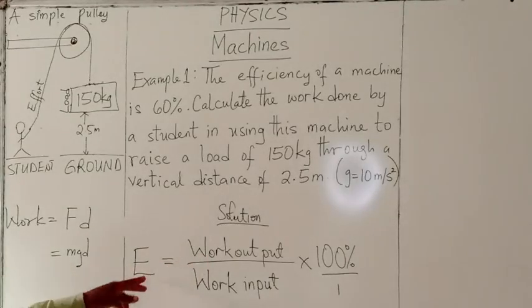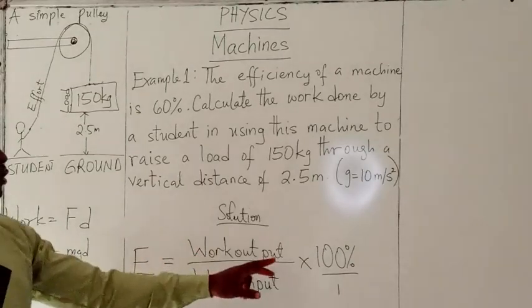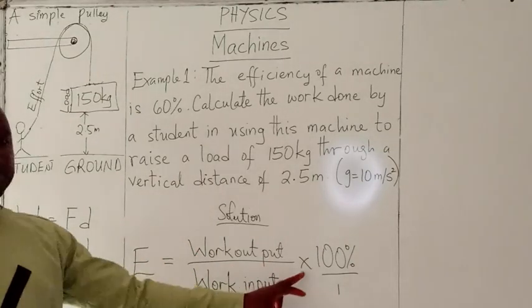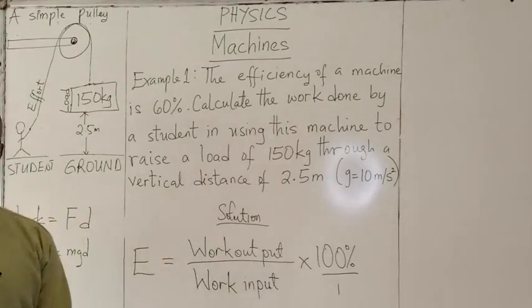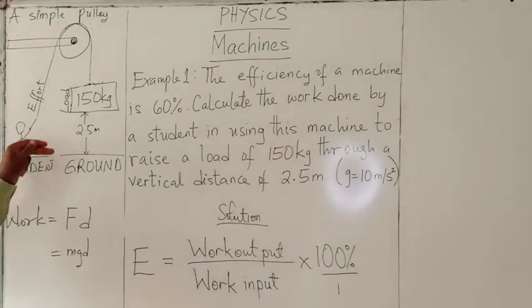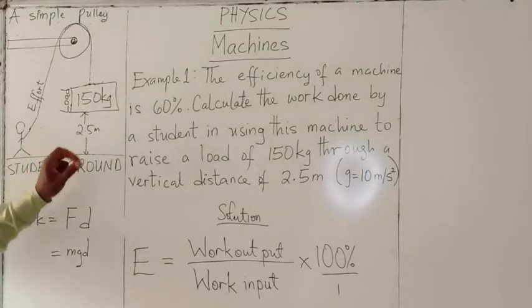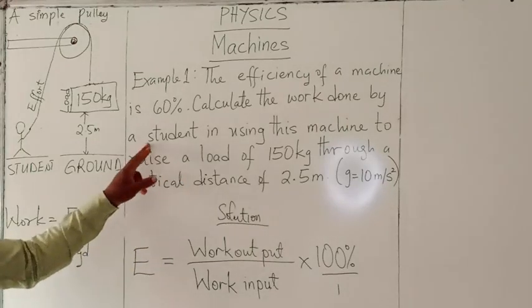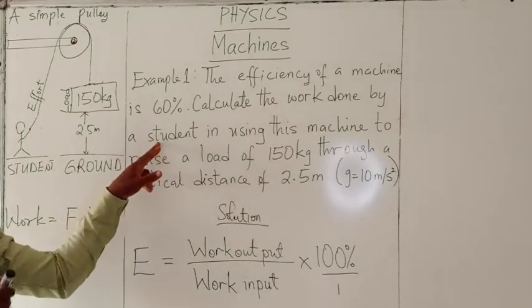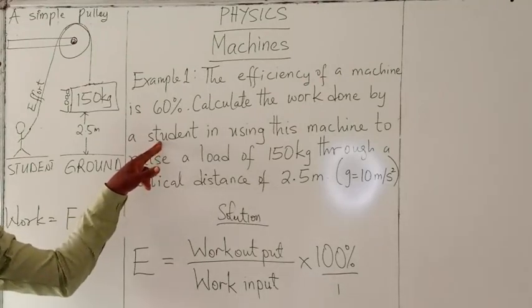We are going to use this formula. Efficiency is equal to work output over work input multiplied by 100%. The work output is the work done by the machine in raising this load from the ground to this distance, 2.5 meters. Then work input is the work done on the machine, the work done by the student. I hope you understand that here it is the student that is overcoming the load. The work that the student does is the work input, the work that the student puts into the machine.